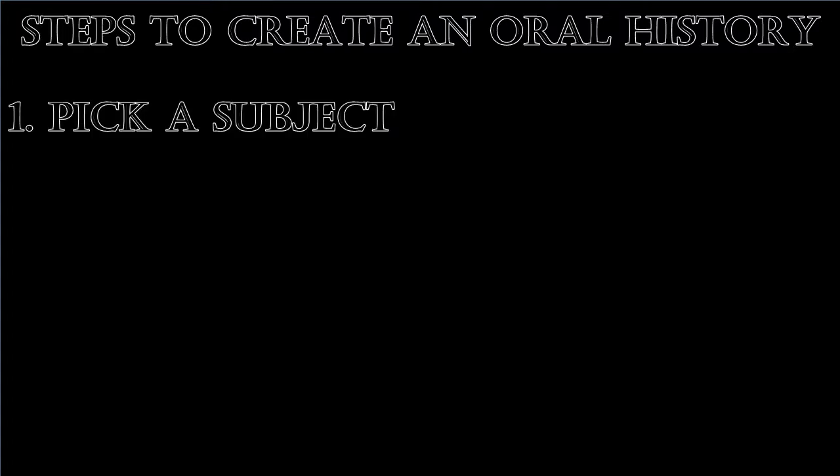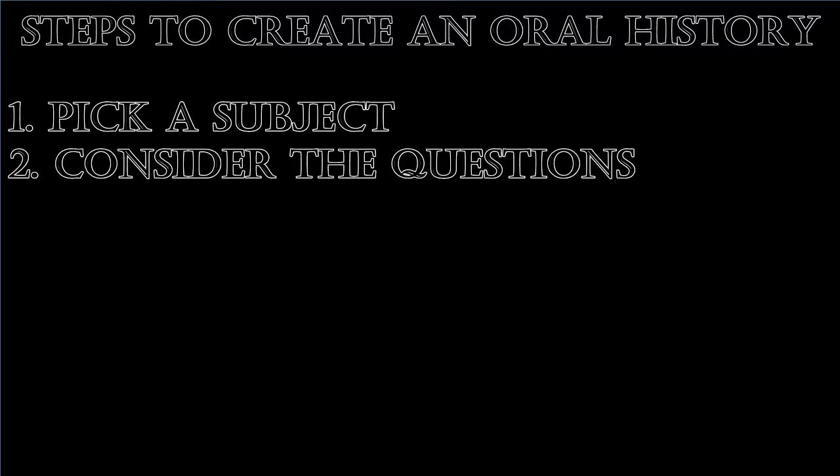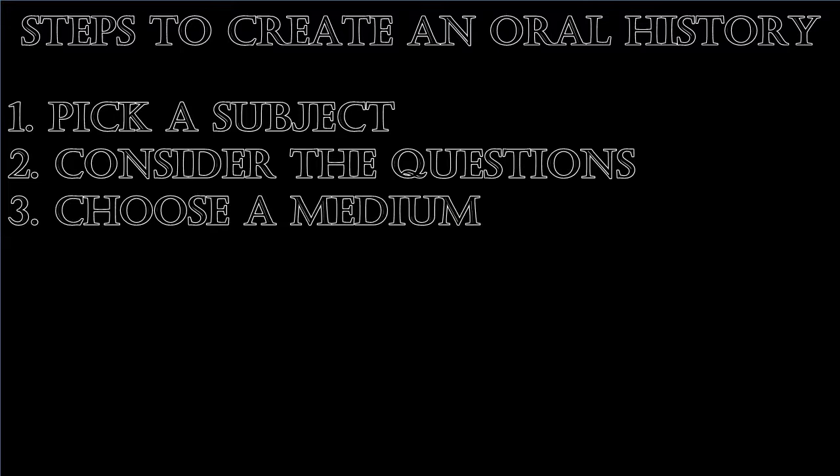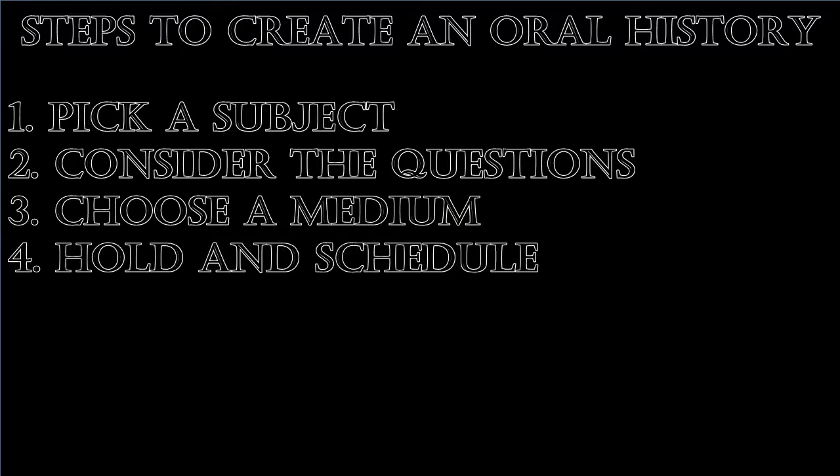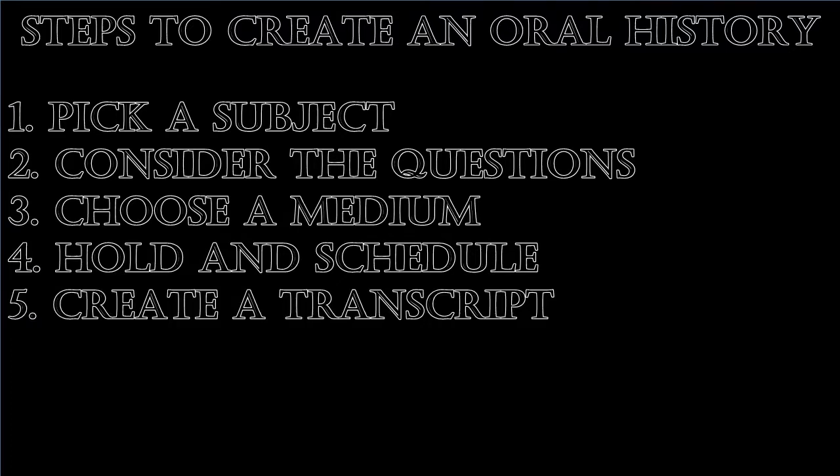So now that you've seen that making an oral history isn't all that difficult, let's go over the steps one more time. Remember, step 1, pick a subject. Step 2, consider what questions you want to ask them. Step 3, determine what medium you want to use. Step 4, hold and schedule the interview. And finally, step 5, create a transcript.